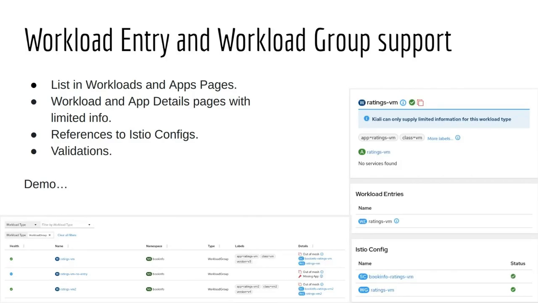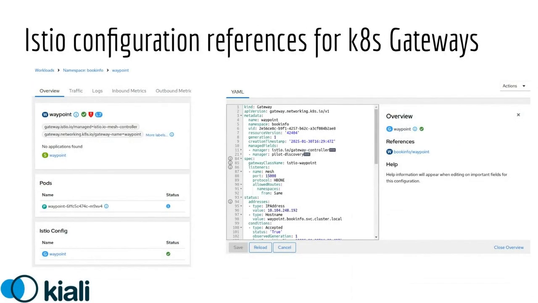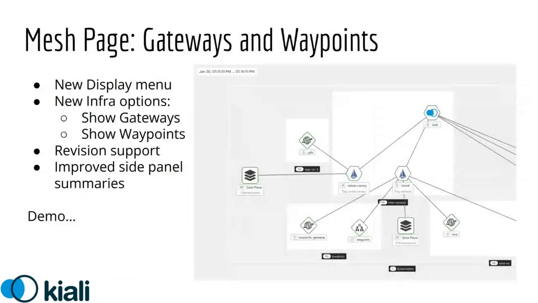So I will continue. This one was the last part of the demo that Haik did about the Istio configuration references for the Kubernetes gateways. And the next highlight is about the mesh page, because we have added some new display objects, the gateways and the waypoints. And for this feature, I'm going to pass the mic to Jay.